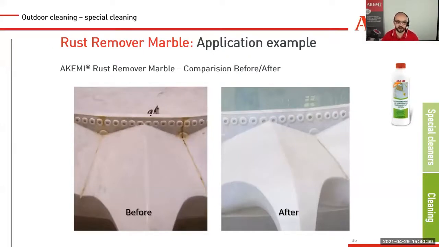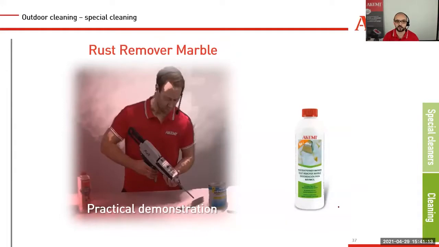Here you see a Carrara fountain, and not only metal tools might start to rust, but also iron contained in water might start to rust. As you can see here in this fountain, this water contained iron, and here it started to rust. And with the rust remover marble, these stains could be removed. But let's go to the application again.